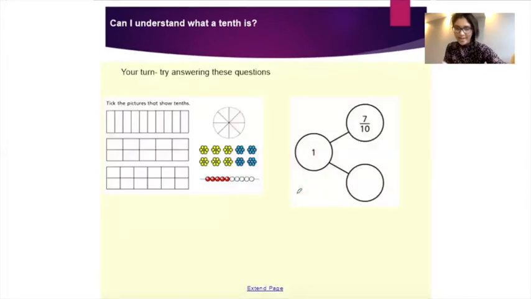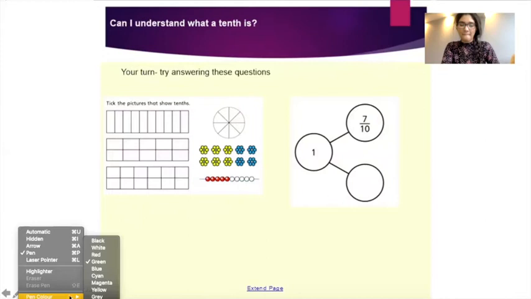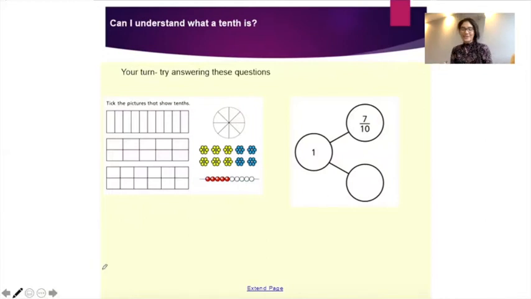Now, your turn. Try answering these questions. The first one says to tick the pictures that show tenths. And then your second question is about filling in the part-whole model with what you think goes here. Off you go. Let's go through these together.